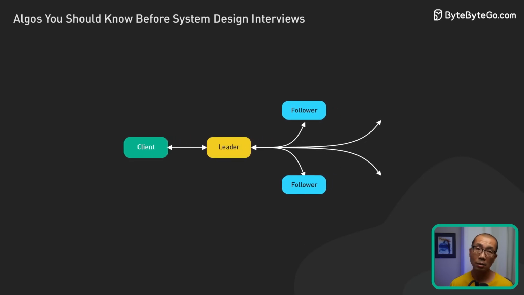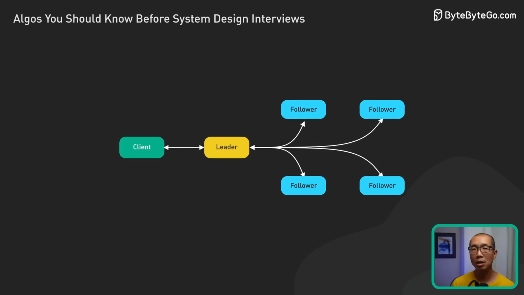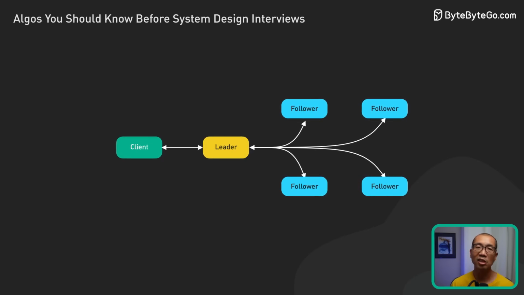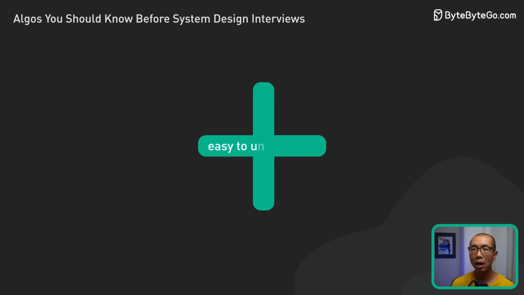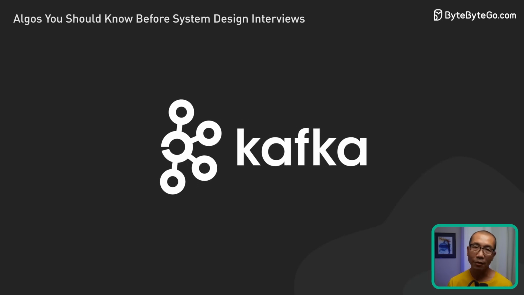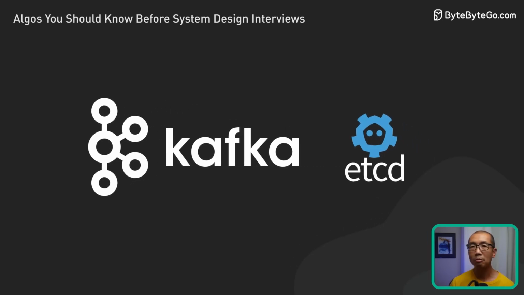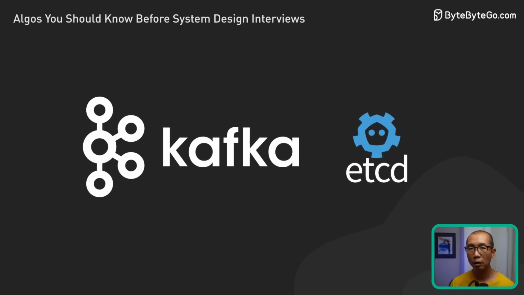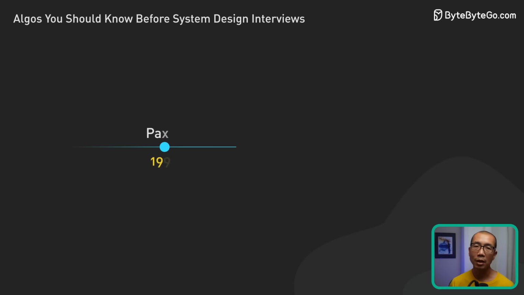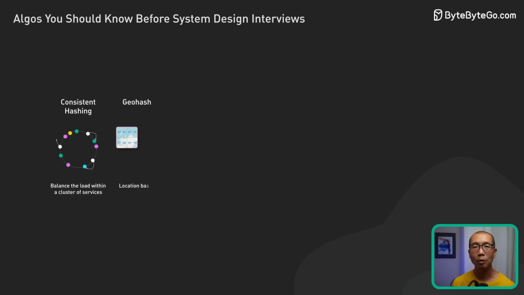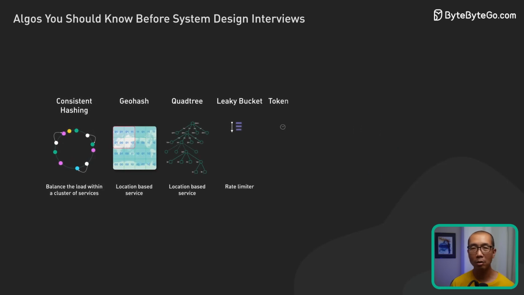If nodes fail, Raft ensures the system stays operational to prevent inconsistent data and downtime. A major plus is that it's easy to understand and implement. Many distributed systems like Kafka and etcd have adopted Raft for replication, failover, and leader election. Paxos predates Raft and is historically significant but more complex. And there you have it, a quick tour of the whys behind some essential algorithms.